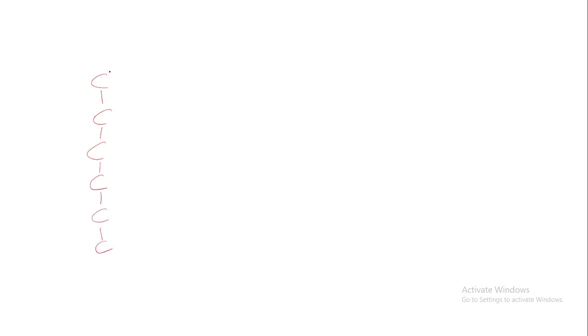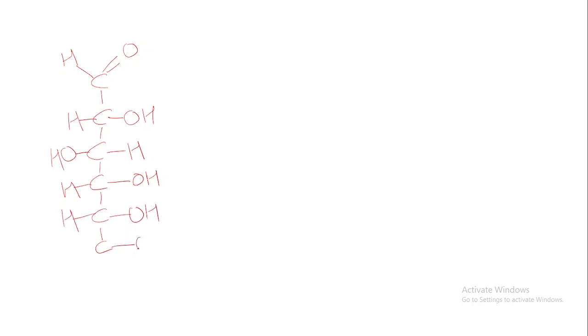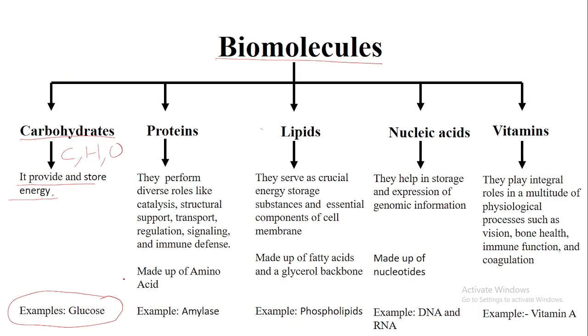This is the structure of a glucose molecule. The first carbon is an aldehyde group. The second, third, fourth, fifth and sixth carbons are attached to a hydrogen and a hydroxyl group. The structure and function of other carbohydrates we'll study in the next video. So this is the structure of the glucose molecule.